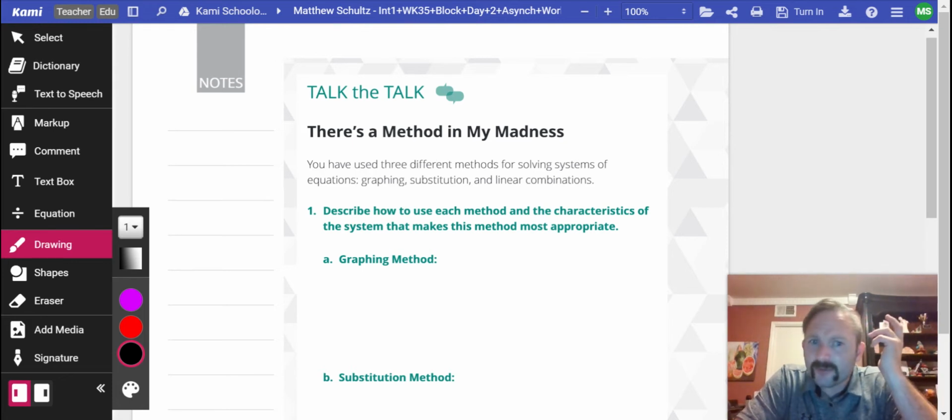You've used 3 different methods for solving systems of equations: graphing, substitution, and linear combination. Describe how to use each method and the characteristics of the system that makes this method most appropriate.